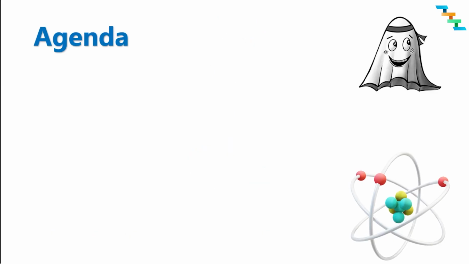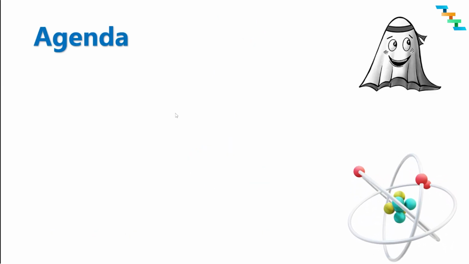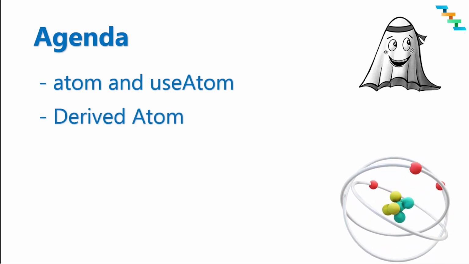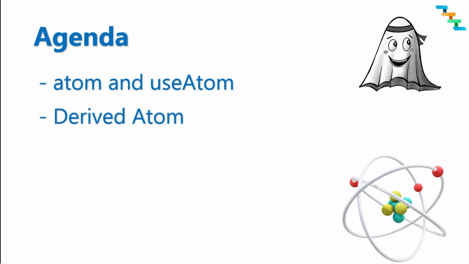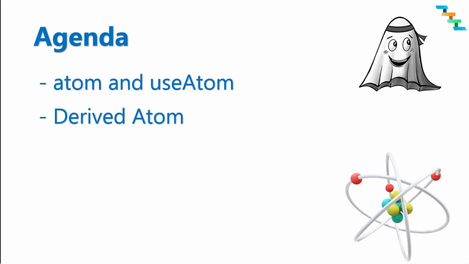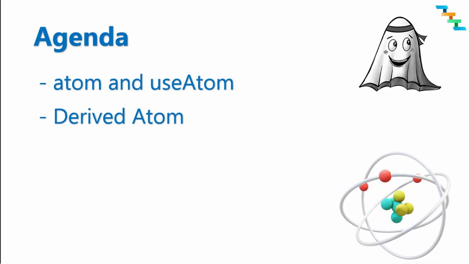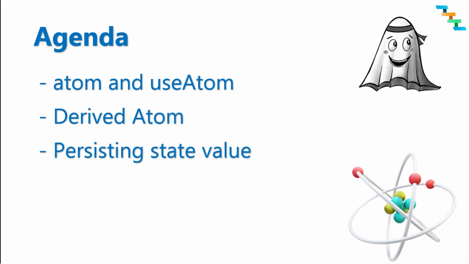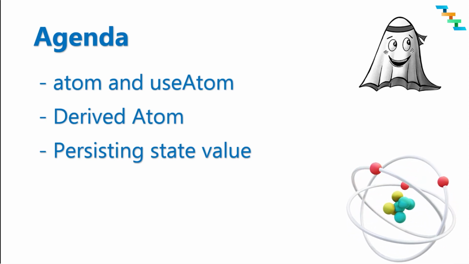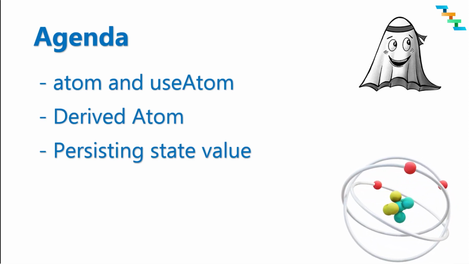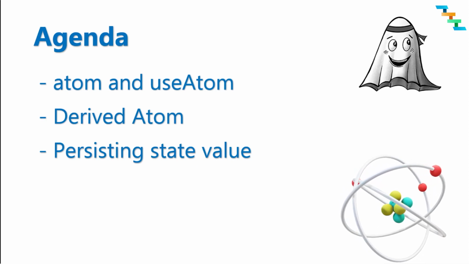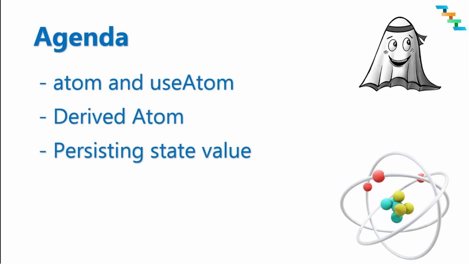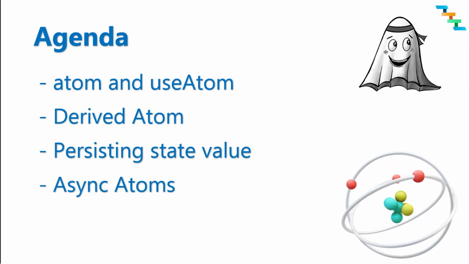We will see the following topics in this video. First, we will see about atom and useAtom, and then we will see about Derived-atom. In the Derived-atom, we will see about combining multiple different atoms, what is read-only atom, write-only atom, and read and write atom. And then we will see about persisting the state value. With the help of Jotai utilities, you can persist the atoms to a local storage or to a session storage. We will see how to persist this to a local storage, and then we will see about async atoms.